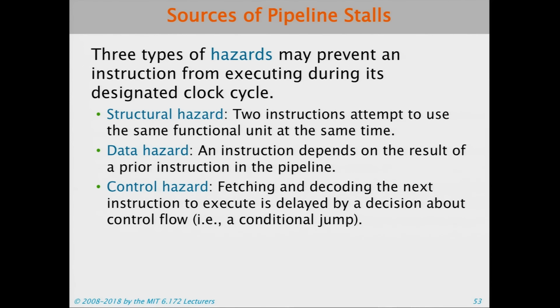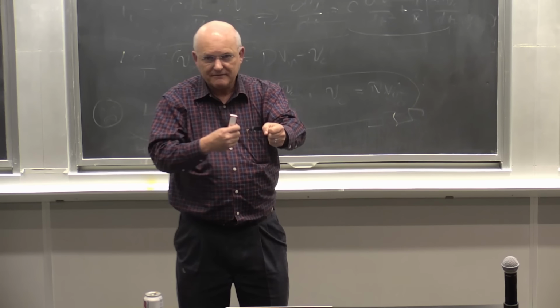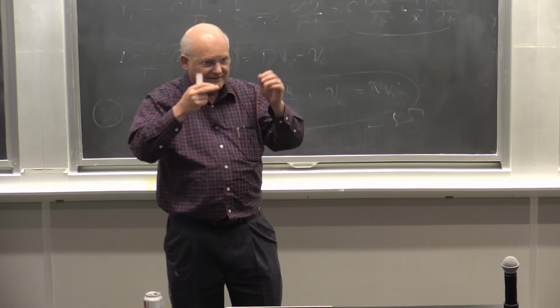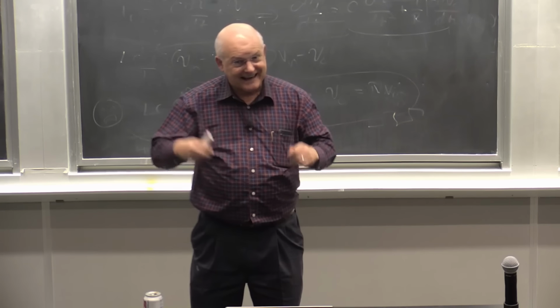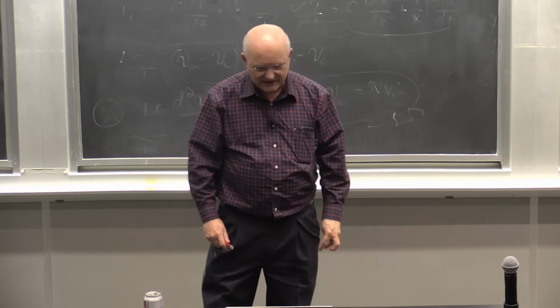Okay, so here's 3 types of hazards that can prevent an instruction from executing. First of all, there's what's called a structural hazard. 2 instructions attempt to use the same functional unit at the same time. If there's, for example, only one floating point multiplier, and 2 of them try to use it at the same time, one has to wait. In modern processors, there's a bunch of each of those, but if you have k functional units and k plus 1 instructions want to access it, you're out of luck. One of them's going to have to wait.